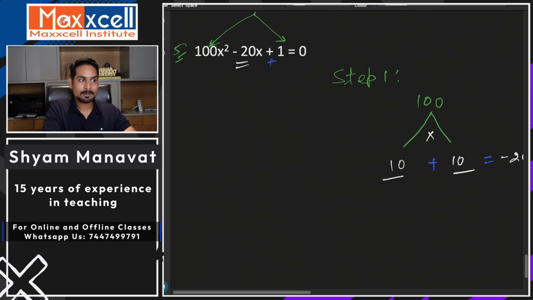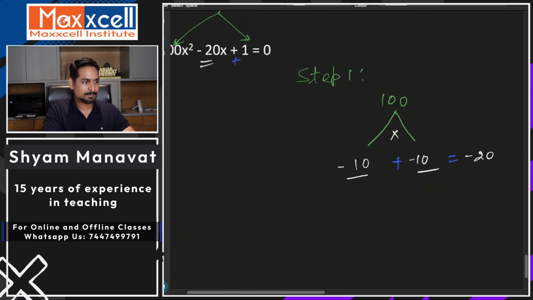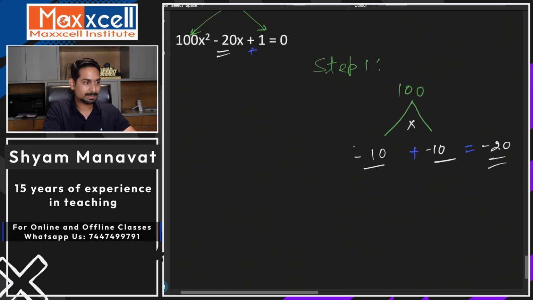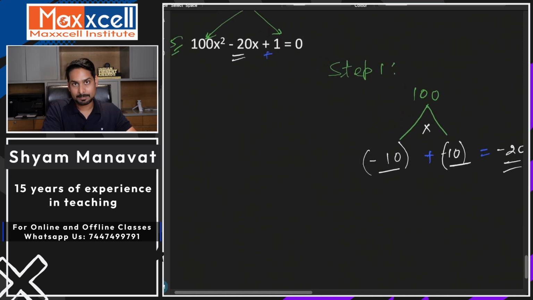10 into 10 is what? 100. And minus 10 plus minus 10 is equal to what? Minus 20. Absolutely right. Did you get it? Shall I repeat this part? The product of these two numbers is 100. When you say the product, forget about the sign.